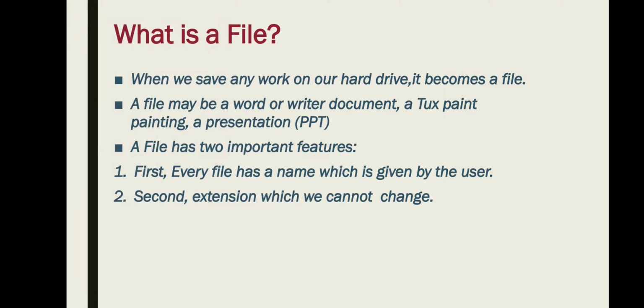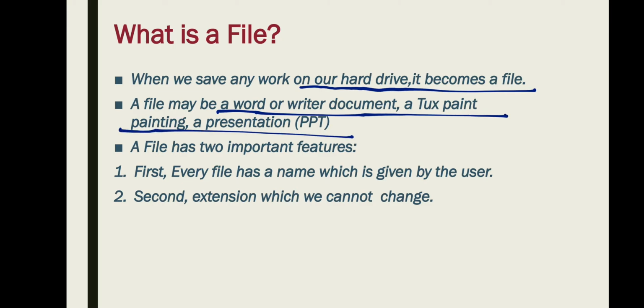Now let's discuss file. When we save our work on the hard drive, it becomes a file. A file may be a Word or Writer document, text, painting, a presentation or any other document in our computer system. A file has two important features. The very first is, every file has a name which is given by the user, and second is the extension which cannot be changed.